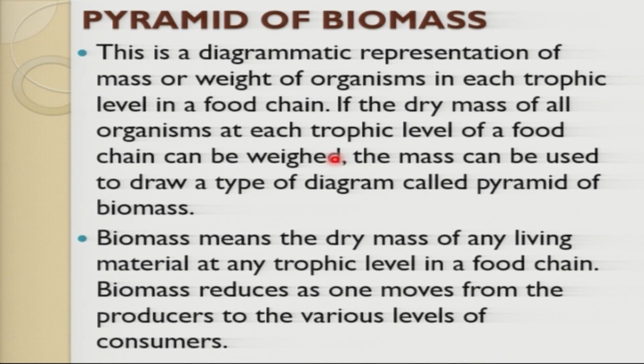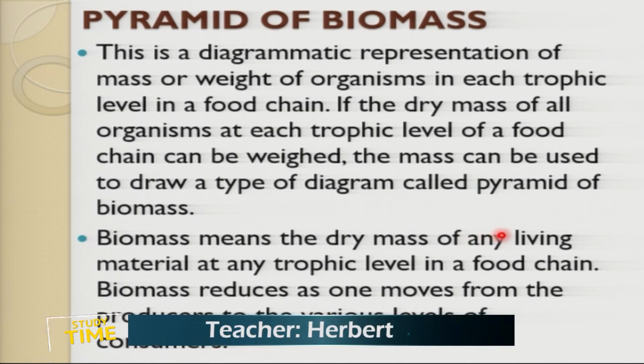Okay? What do you understand by a pyramid of biomass? Biomass means the dry mass of any living material at any trophic level in a food chain. Take note of that. What do you understand by biomass? It refers to the dry mass of any living material at any trophic level in a food chain. You have the definition here. You go through the definition. Biomass means the dry mass of any living material at any trophic level in a food chain.